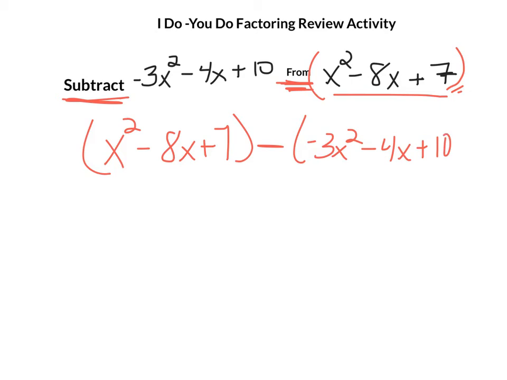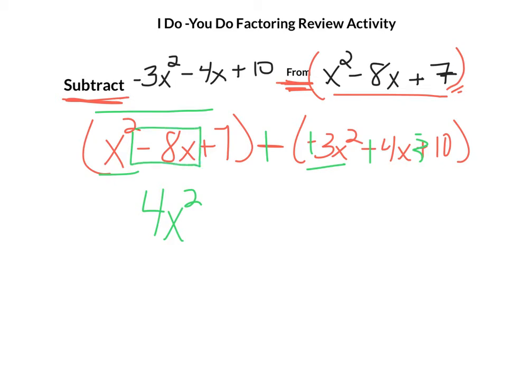I know some of you out there can do this without doing keep, change, but I really want you to be careful that we're going to keep this guy. We're going to change every other sign and negate it. So now we can say x squared plus 3x squared is going to give me a 4x squared. Then negative 8x plus a 4x is going to give me a negative 4x. And then a positive 7 minus 10 is going to give me a negative 3.